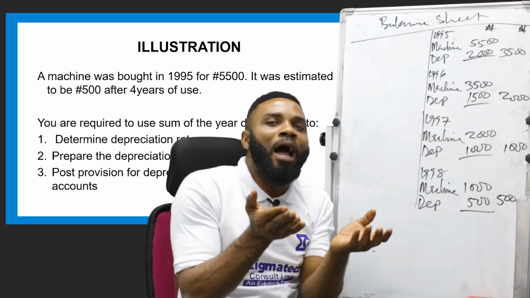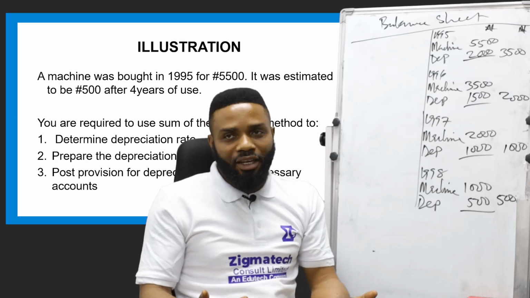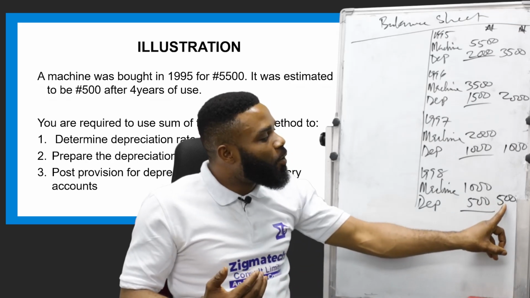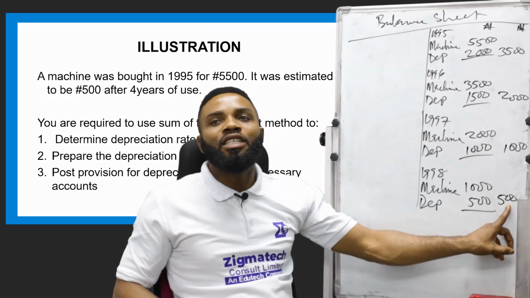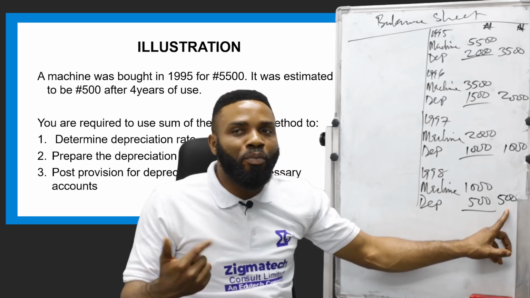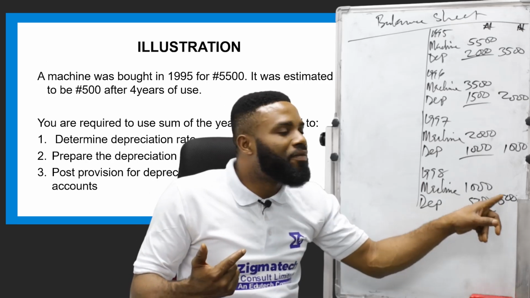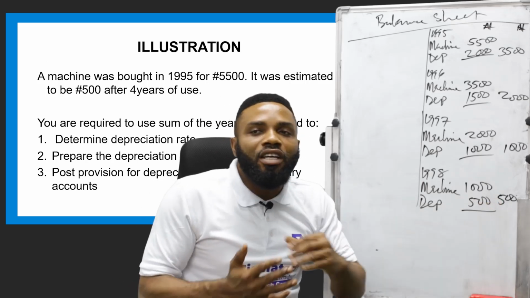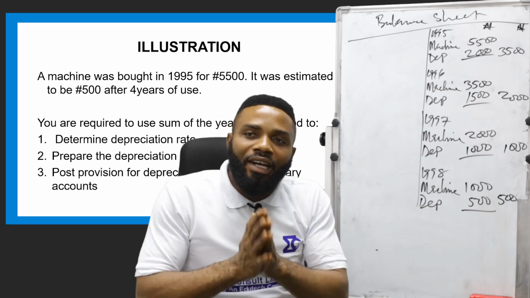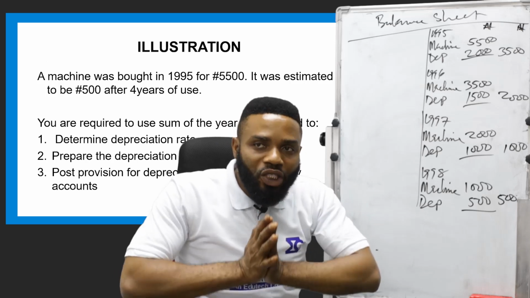So if anybody approaches the company and says, please, we want to buy your asset, and you sell the asset for more than 500, it is what we call a disposal profit. That process of selling the asset for more than the scrap value is what we call the profit realized at disposal. When you dispose of the asset, it means you sell the asset.